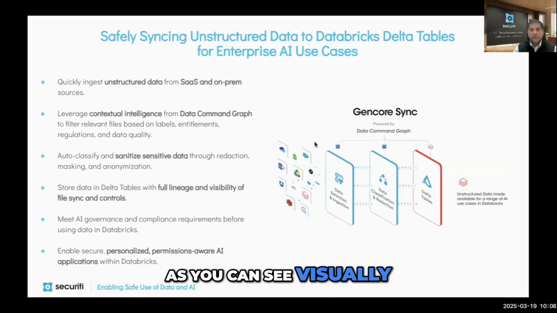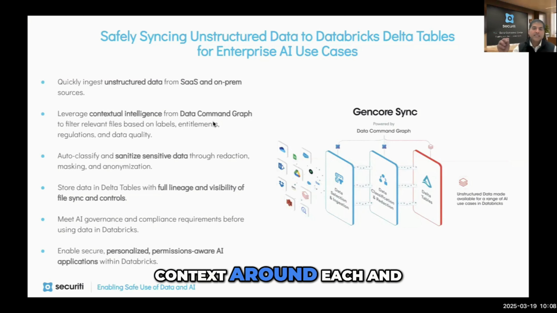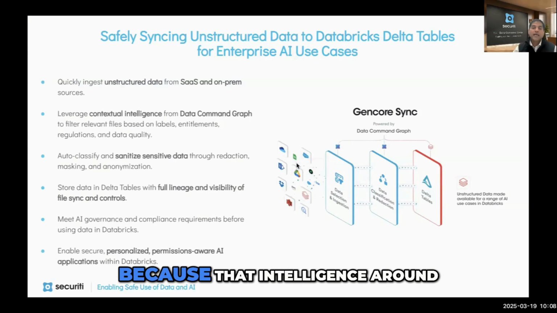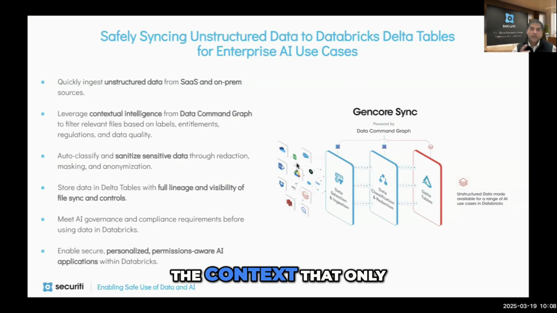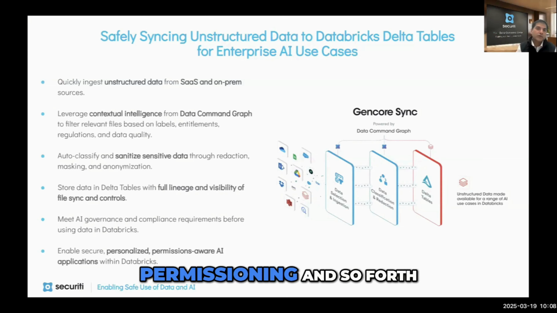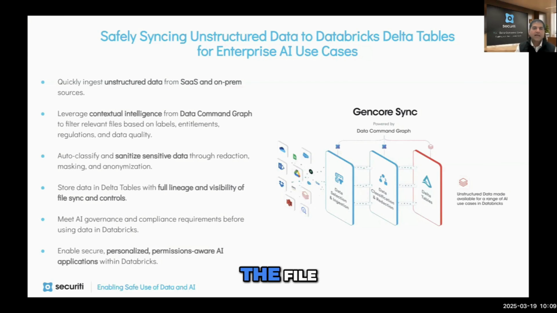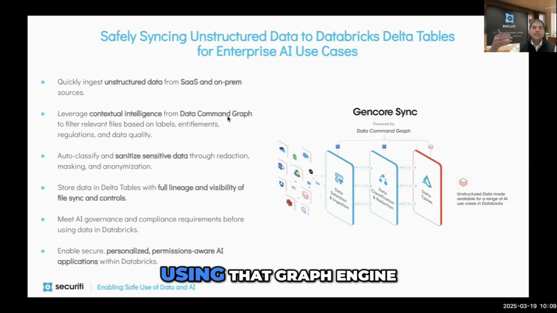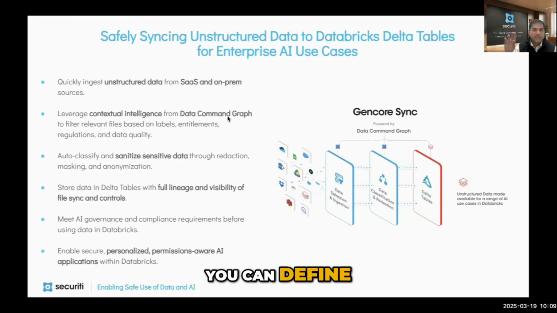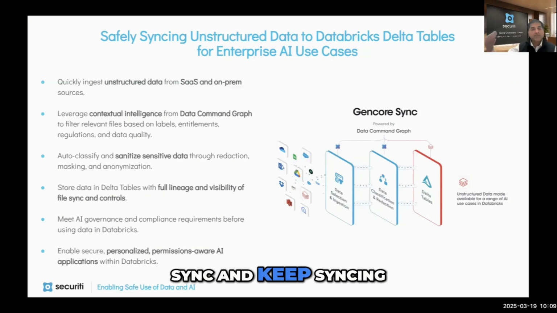As you can see visually, you define the logic of what kind of unstructured data you want to bring in. The data command graph has all the context around each and every object you're trying to bring in, because that intelligence around the context is something only that system knows. Like if a file is within SharePoint, that system knows the context of this file with respect to permissioning and so forth. And of course, because we're analyzing the file, it also understands what is sensitive inside the file. All that context is brought in, and using that graph engine, you can define the subset of data that you want to sync and keep syncing over time.